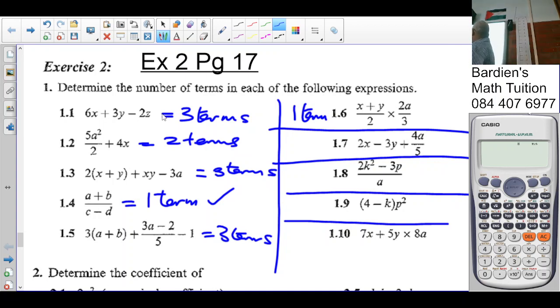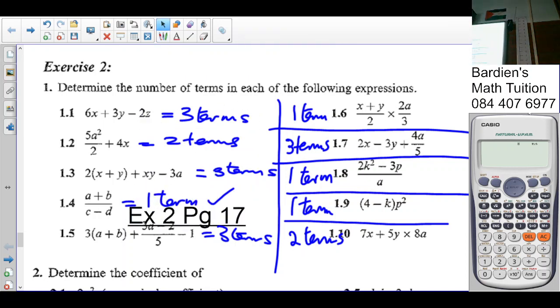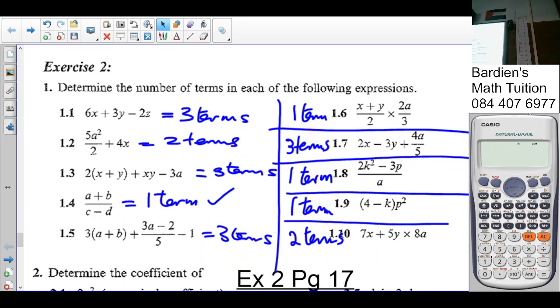Right, next one. How many terms here? 3 terms. 1.8? 1 term. Next one? 1 term. 2 terms. You all agree with that? Any confusion? So easy. Can't help it, no? That math is so easy.